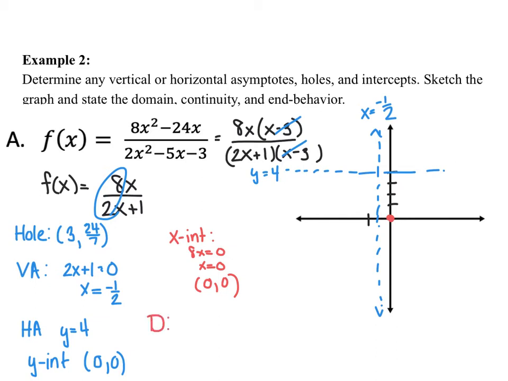I need to state my domain, continuity, and behavior. So my domain, well, I already have my asymptotes and my holes. Otherwise it would be continuous everywhere else because it's polynomial. So it would be negative infinity to negative 1/2, which is where my vertical asymptote is, union negative 1/2 to 3, union 3 to infinity, since I have a hole at 3. You may prefer to state your domain after your sketch. My continuity, I'm just going to go back and add this in.